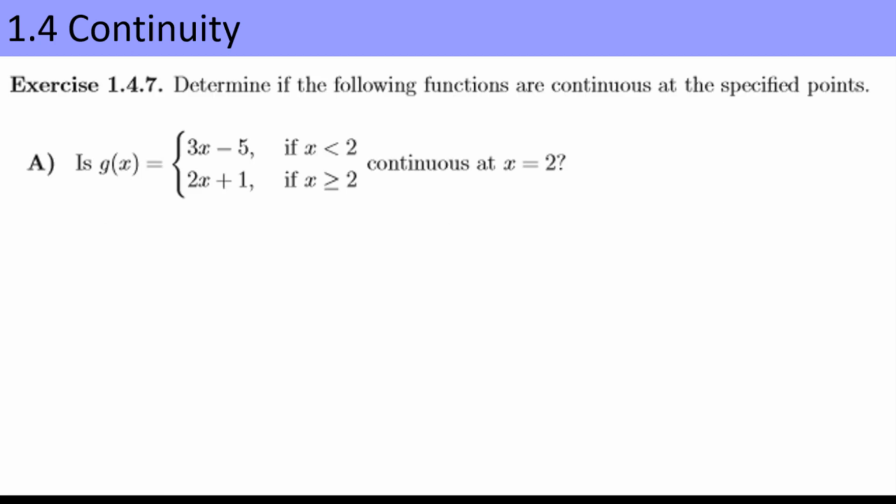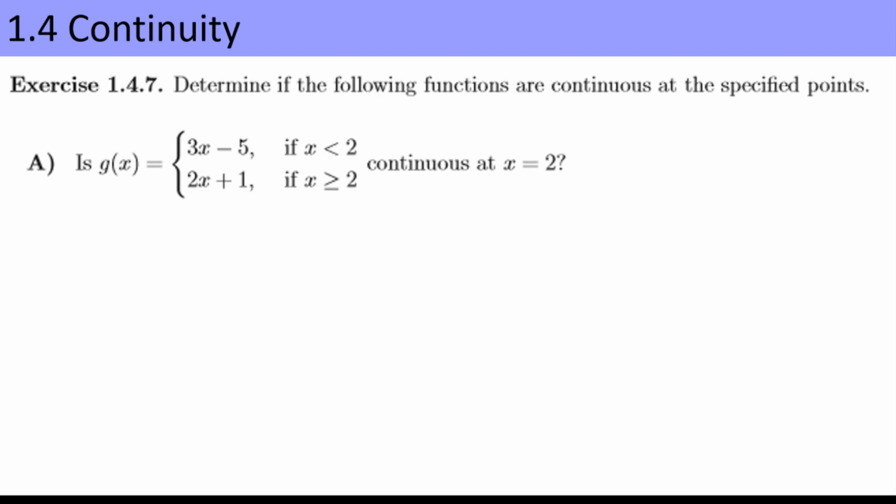Example 1.4.7. Determine if the following functions are continuous at the specified points. Part A. g of x equals the piecewise defined function 3x minus 5 for x strictly less than 2, and 2x plus 1 for x equal to or greater than 2. We are asked, is this piecewise function continuous at x equals 2? Remember, the requirement is the function must be defined at that point, the limit must exist at that point, and the function value and the limit value at x equals 2 must be the same.